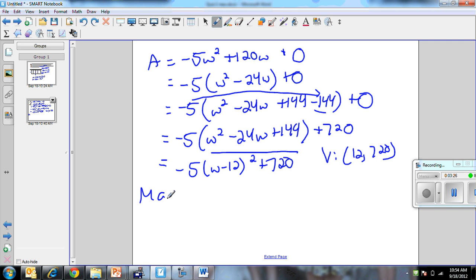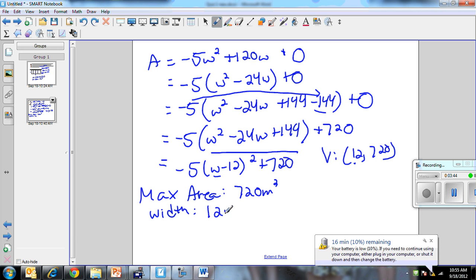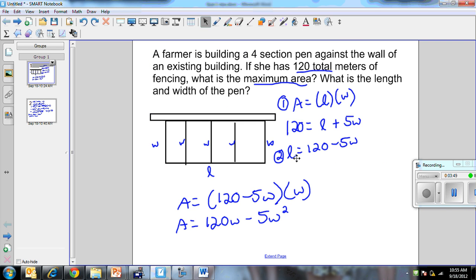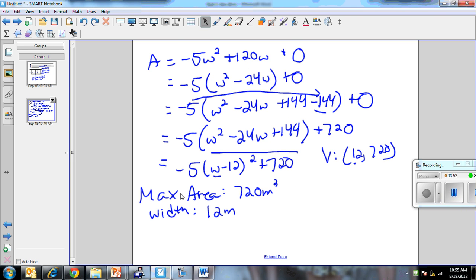Max area is that Y value. So it's 720 meters squared. My width is the X value in the equation. W represented the X. So width is 12 meters. And the length, we go back to this original equation here. Remember that length is 120 minus 5W. So length is 120 minus 5W, 5 times 12, and we get 60 meters for the length.